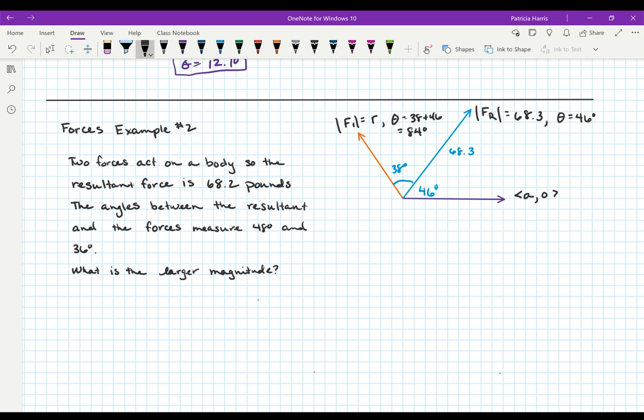Okay, this force that's the horizontal force, we're going to call that force 2. Again, I don't know its magnitude, but since it's A comma 0, that magnitude will be equal to A. Whatever A is, that's going to be its magnitude. And I know because it's horizontal, its theta is 0 degrees. So what I'm going to do is put these in component form.